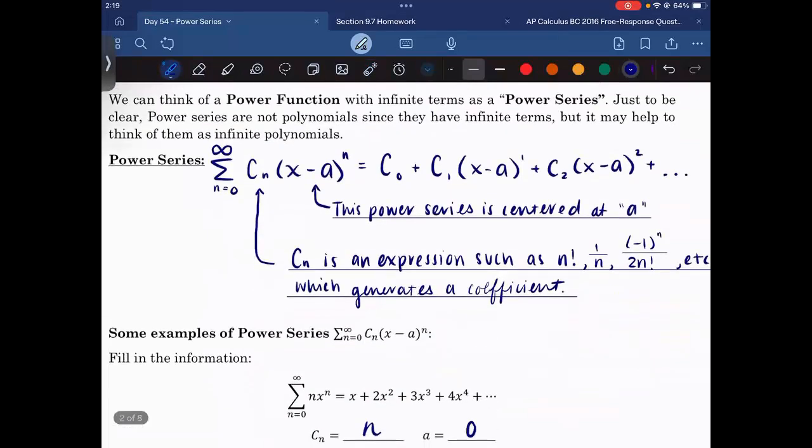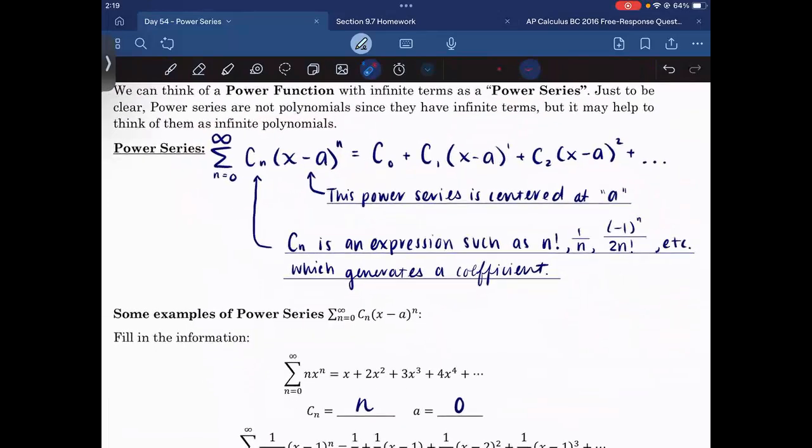We can think of a power function with infinite terms as a power series. Just to be clear, power series are not polynomials since they have infinite terms. They go on forever, but it may help to think of them as infinite polynomials, right? It keeps going on forever and ever and ever. So this is our infinite series. It is centered at this value A, and then our C of n is going to be some expression that generates a coefficient, some number out front, or some x squared or something like that. Depends on what it is.